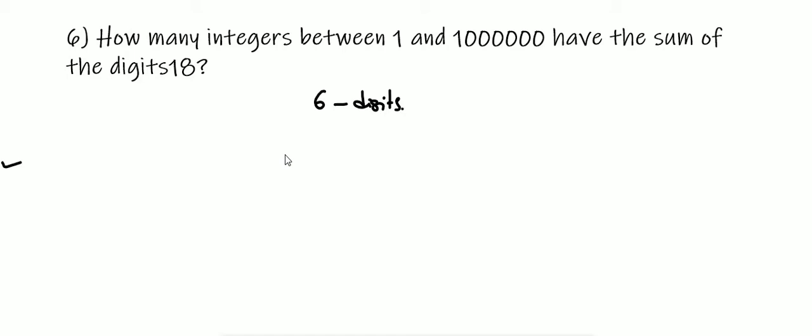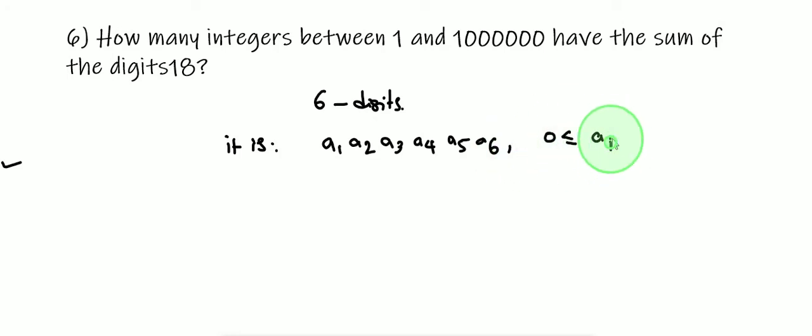I'm taking the required number as A1, A2, A3, A4, A5, A6. Try to understand all of you, there is a big limitation. This is a 6-digit number in which the sum of the digits A1 to A6 is 18. So don't try to apply the formula directly.